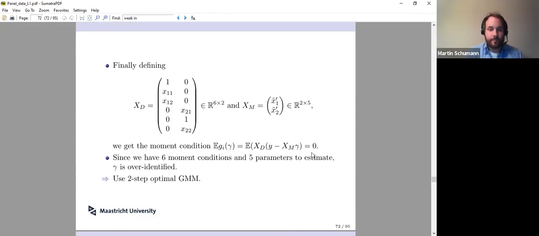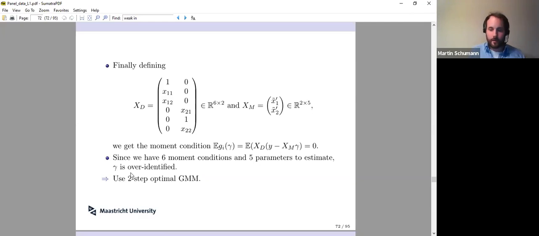Therefore, we get 6 moment conditions for only 5 parameters to estimate, and therefore gamma is over-identified, and we can use two-step optimal GMM. I hope it's clear how to do this, right? In the first step, you choose any weight matrix, for instance, the identity. You compute the GMM estimator. With that, you compute an estimate of the optimal weight matrix, V hat inverse. And with that, you recompute the GMM estimator and you get the two-step optimal estimator.